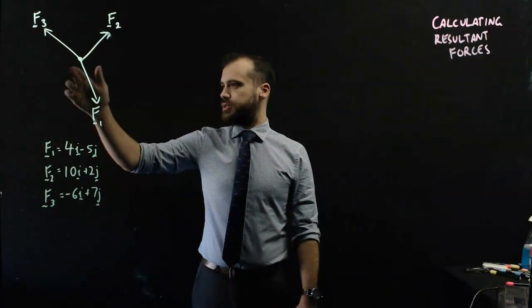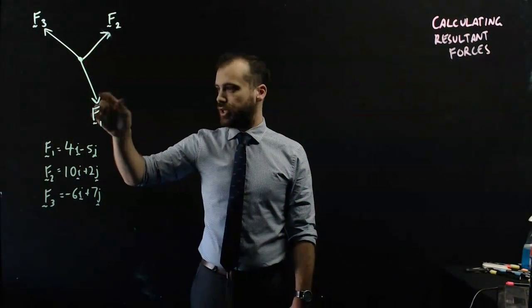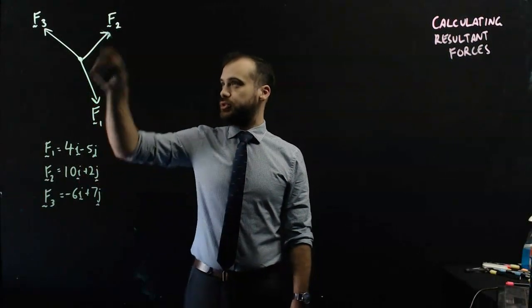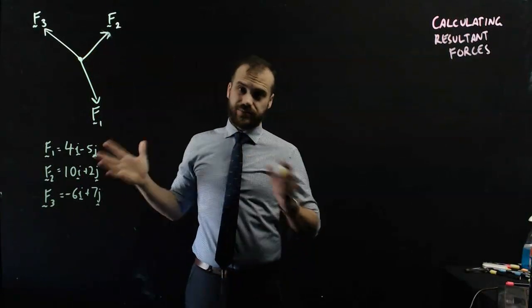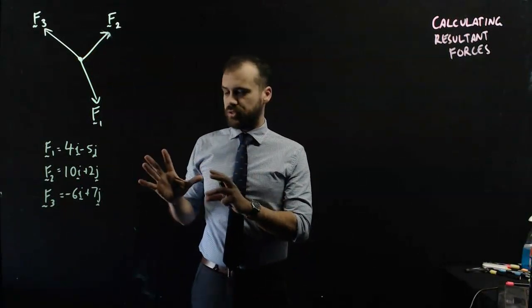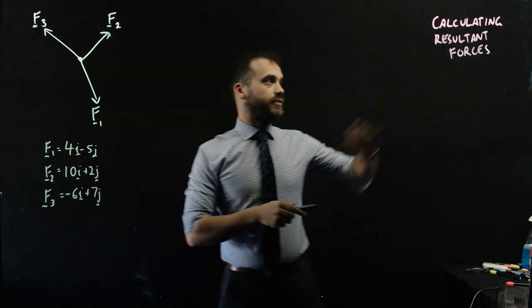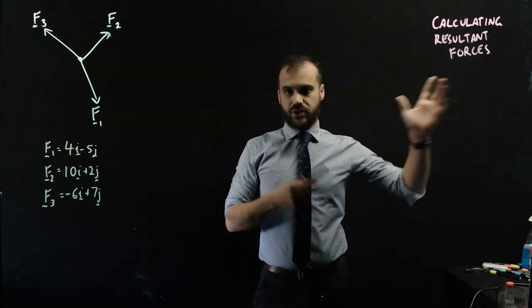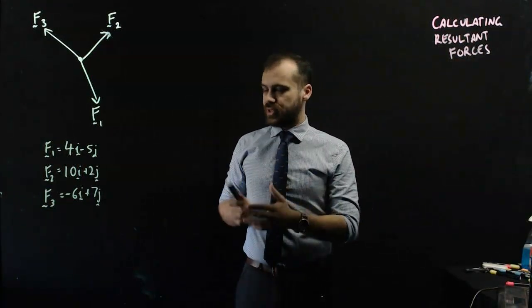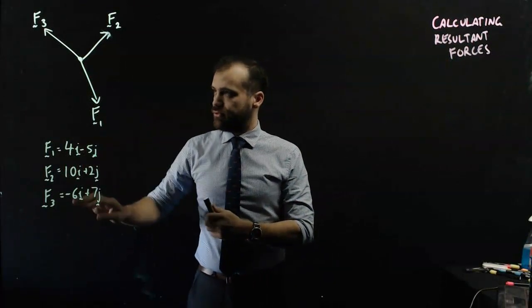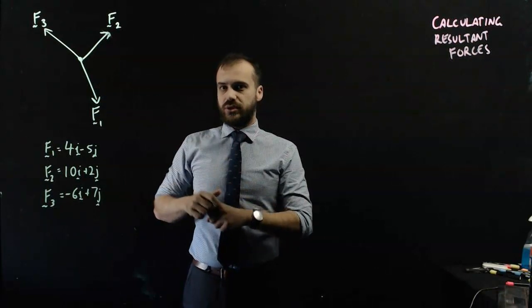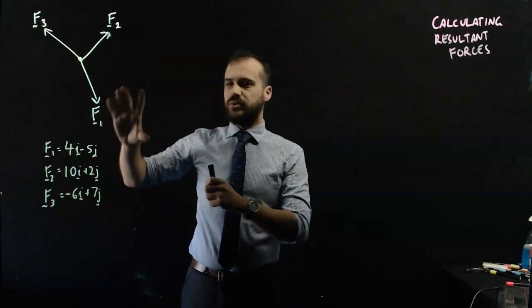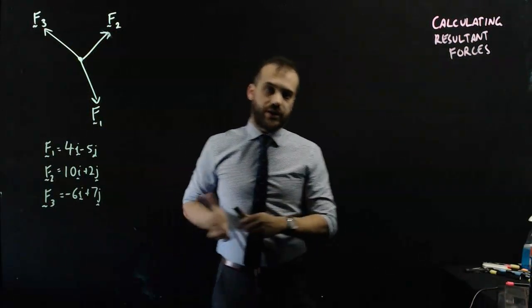So this one is 4i minus 5j, 10i plus 2j going in that direction, and negative 6i plus 7j. Now I haven't drawn it to scale. Doesn't really matter. We don't need it to be drawn to scale here. So, we're going to be finding the resultant force. So the big question is this. If these three forces act on this object, what will be the resultant force? In which direction will this object be moving?